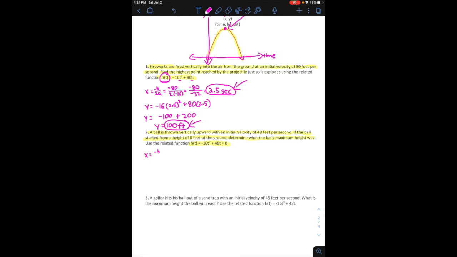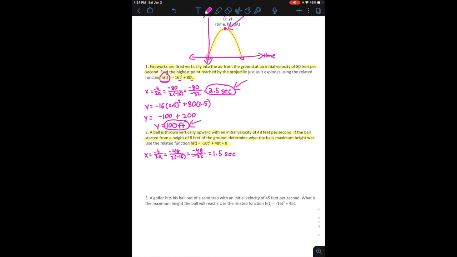Remember, we're always going to first find the axis of symmetry, that invisible vertical line that cuts the parabola in half. It is also the x value of our vertex. So in our calculator, we'll do negative 48 divided by negative 32 and get 1.5. What does the x value of the vertex represent? It represents time. The time it took the ball to reach its highest point. So I know it took 1.5 seconds for the ball to reach its highest point.